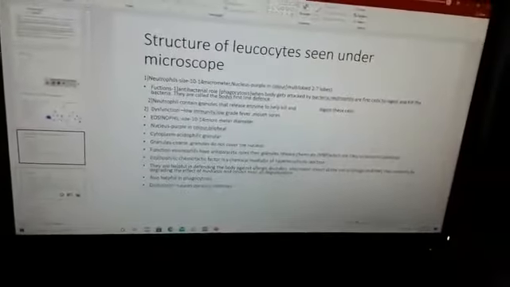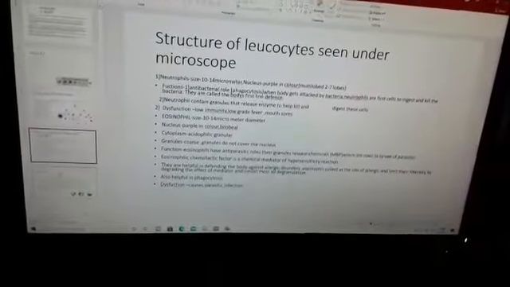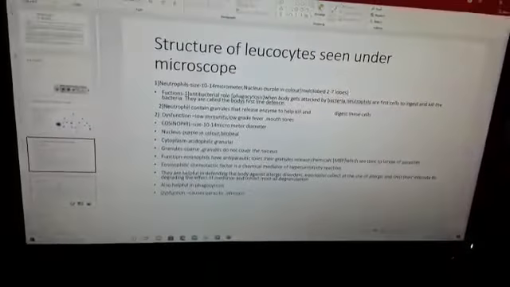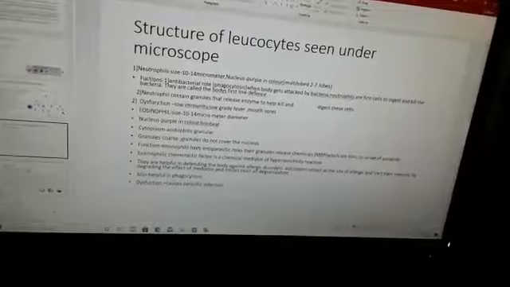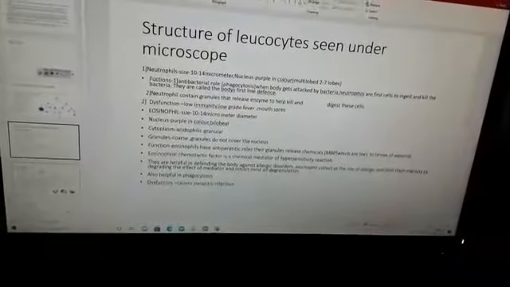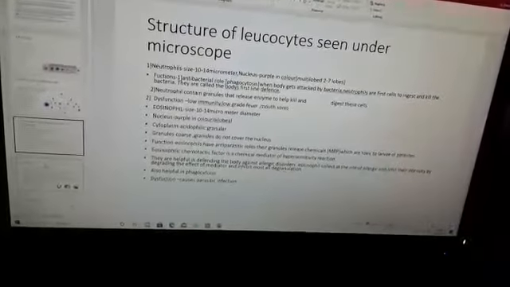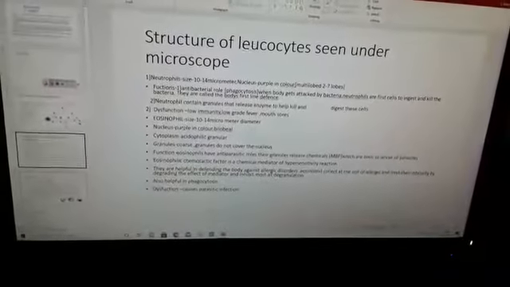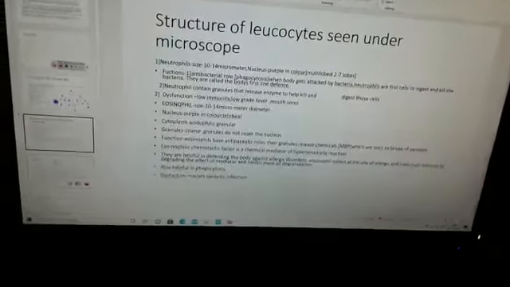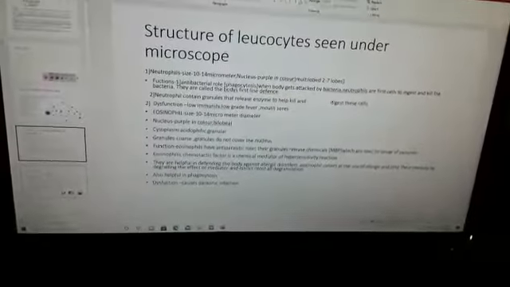In the last lecture, we learned about the RBC and WBC. Here we learn about the classification of WBC seen under the microscope. WBC is again divided into neutrophil, basophil, eosinophil, lymphocyte and monocyte. We will learn one by one about this classification of the WBC.